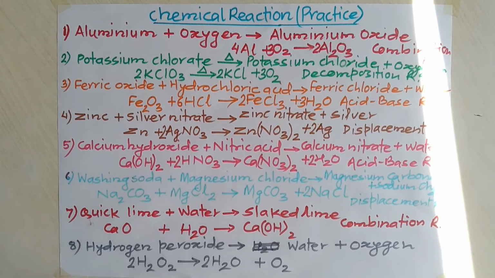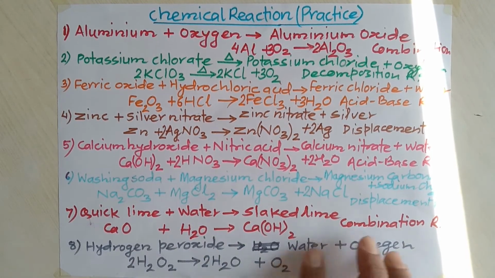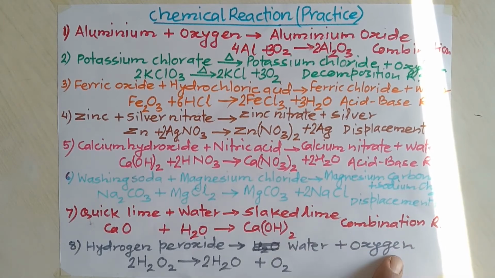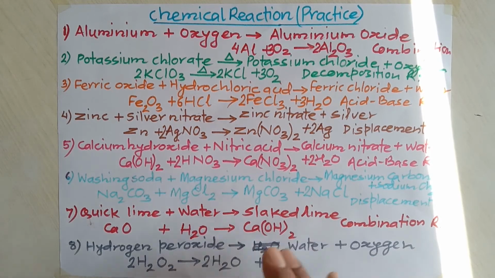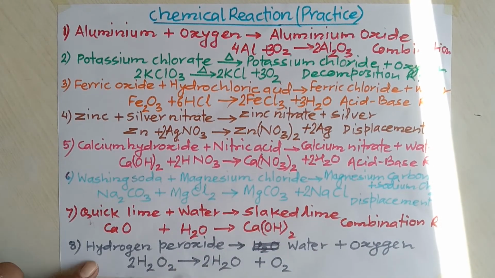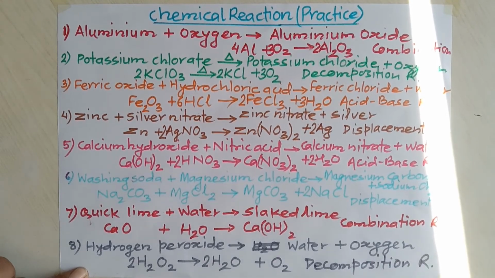This is decomposition reaction. Why? Because a compound is decomposed into two different substances. One is compound, another is element. And a chemical reaction in which a compound splits up into two or more than two elements or other compounds is called decomposition reaction. That's why this is a decomposition reaction. Okay, this much for today.